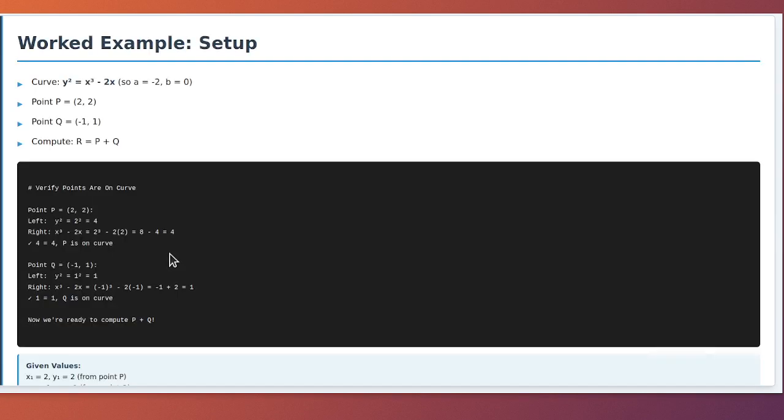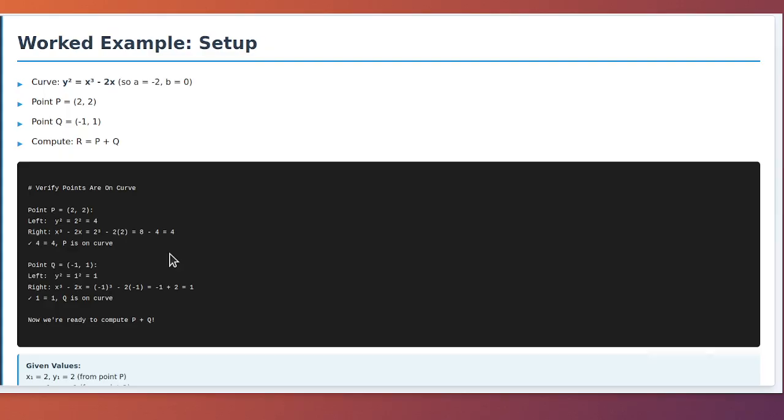Worked example setting up. Let's work through a complete example using real numbers. We'll use the elliptic curve y squared equals x cubed minus 2x. This is a curve with a equals negative 2 and b equals 0. It's a nice curve to work with because the arithmetic stays relatively simple, with no huge numbers or complicated fractions until the end. First, let's verify that we have 2 valid points on this curve.